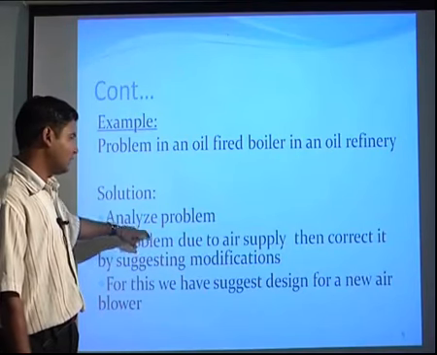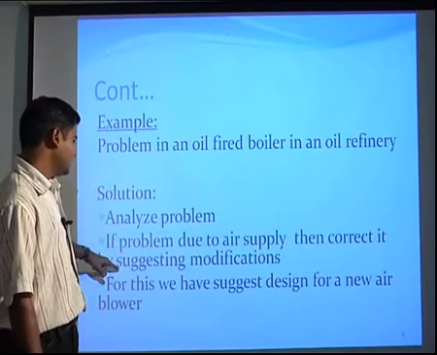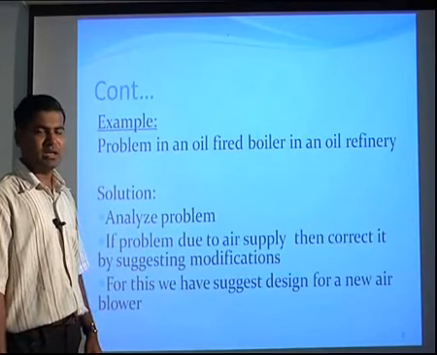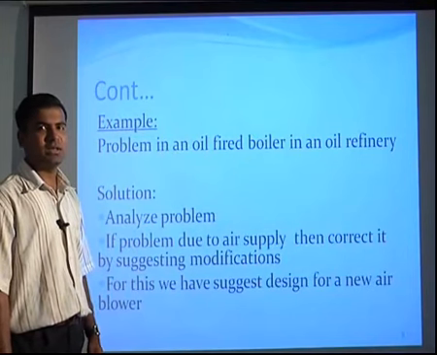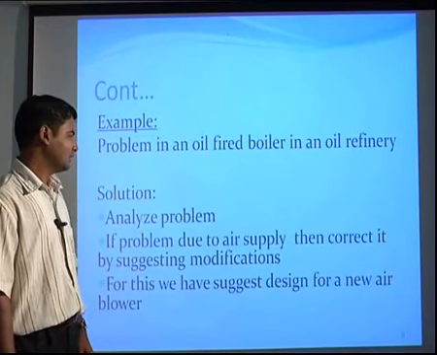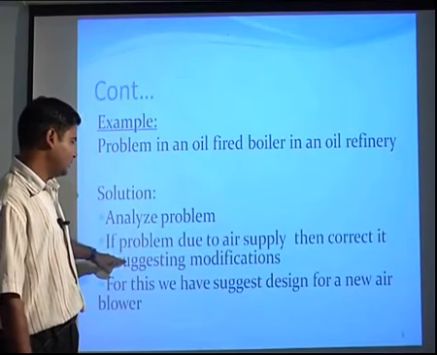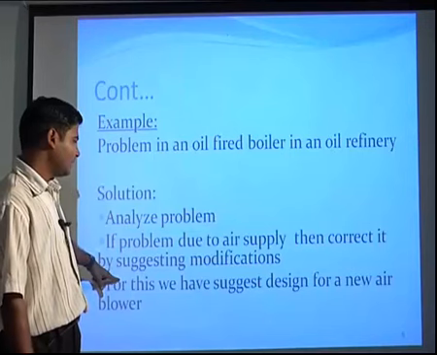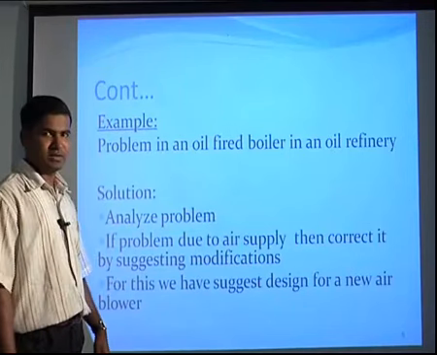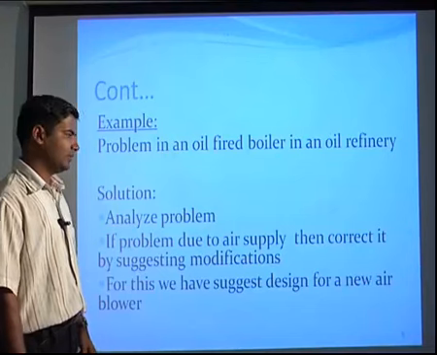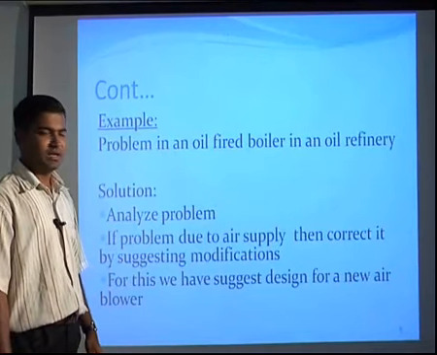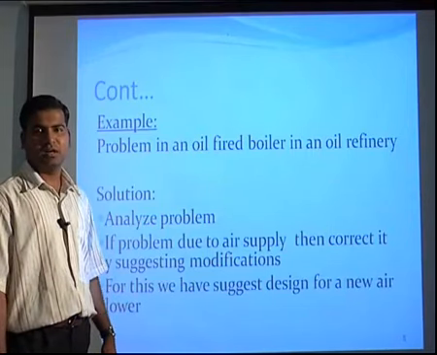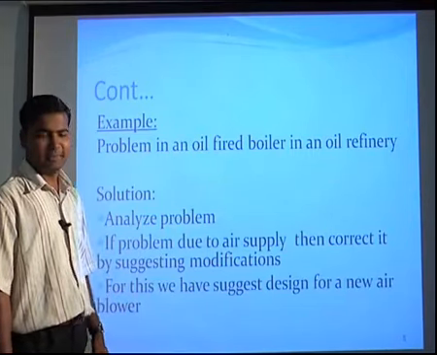Suppose this is the problem with the air, then what will we do? We will suggest a modification, meaning we will analyze what the actual air supply is and how much air is being supplied to that unit. Then if we come to know the air is inadequate and we have to supply more air, we will design a new air blower. Where the air supply is inadequate, we have to go for a new design of the air blower. That is how a chemical engineer will analyze the problem.